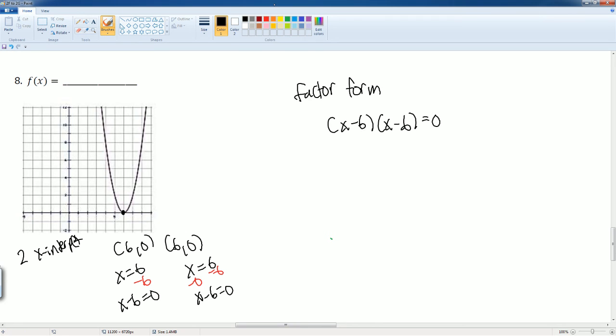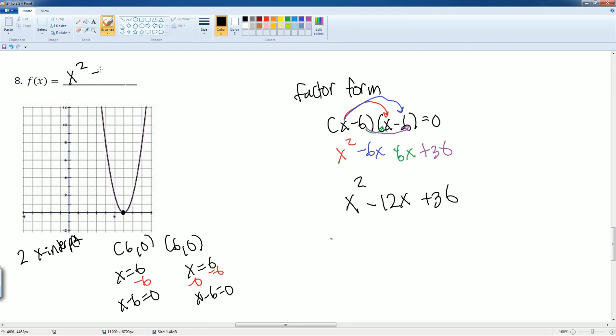We want it in standard form, so let's just distribute. X squared. X times -6 is -6x. Negative 6 times x is negative 6x, and negative 6 times negative 6 is positive 36. So you can write this as x squared minus 12x plus 36. Hopefully I got it right. X squared minus 12x plus 36.